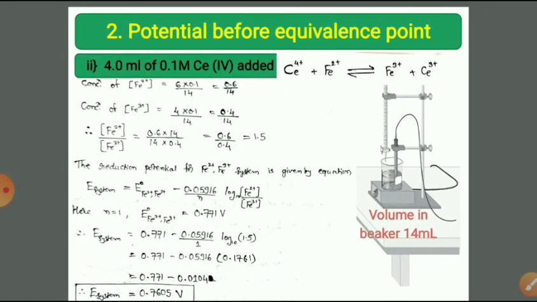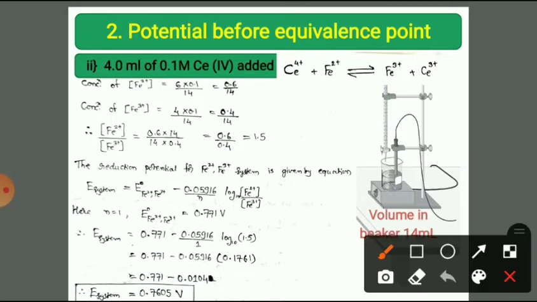Now the second situation is that we have to calculate the potential of the system after the addition of 4 ml of 0.1 molar cerium 4 solution. At this point the volume becomes 14 ml in the beaker. The amount of Fe2+ inside the beaker becomes only 6 ml.